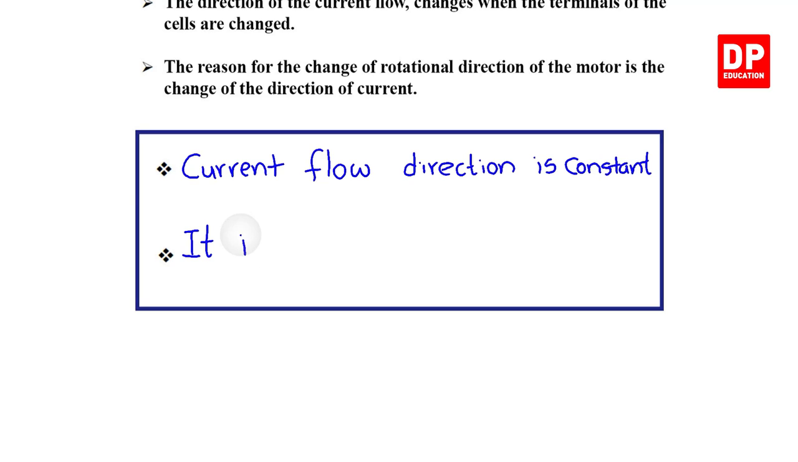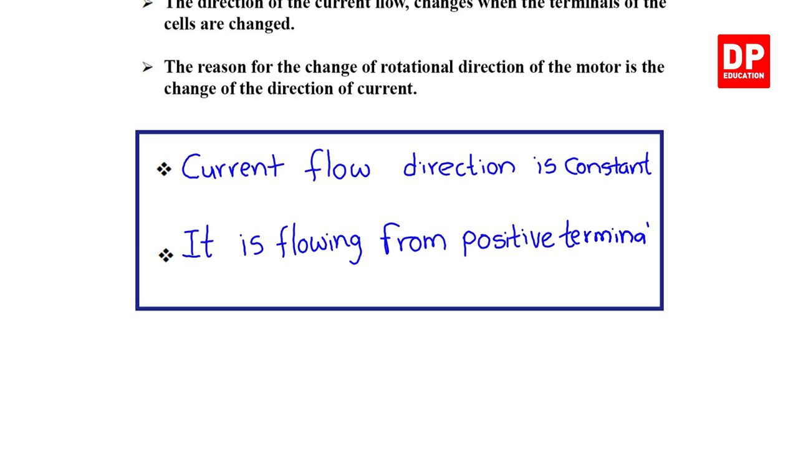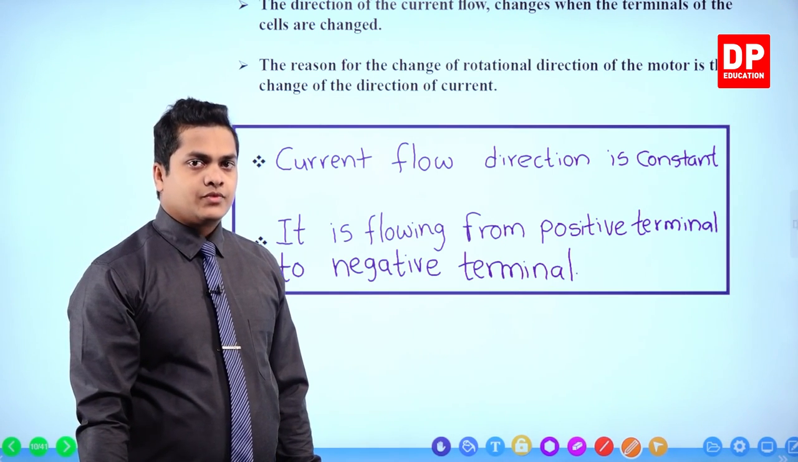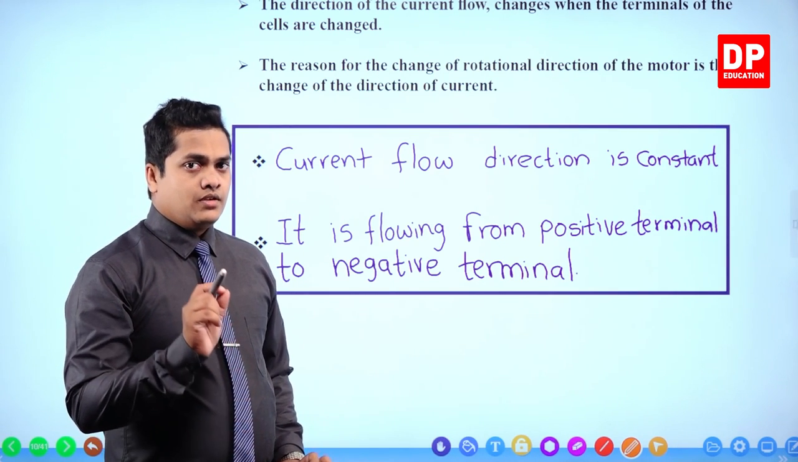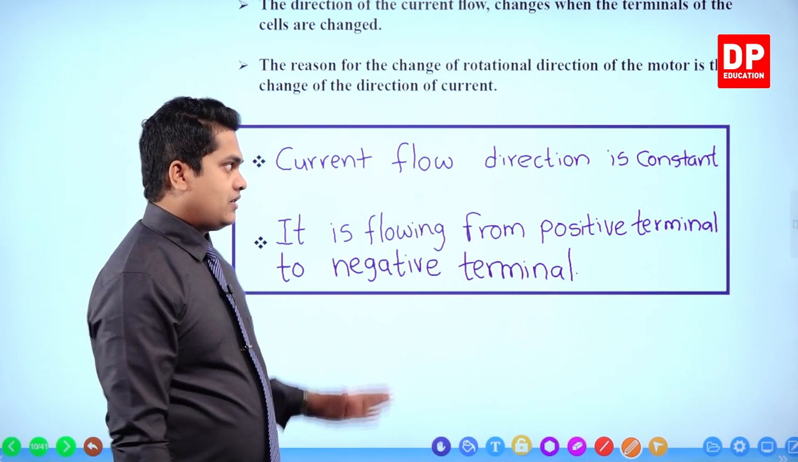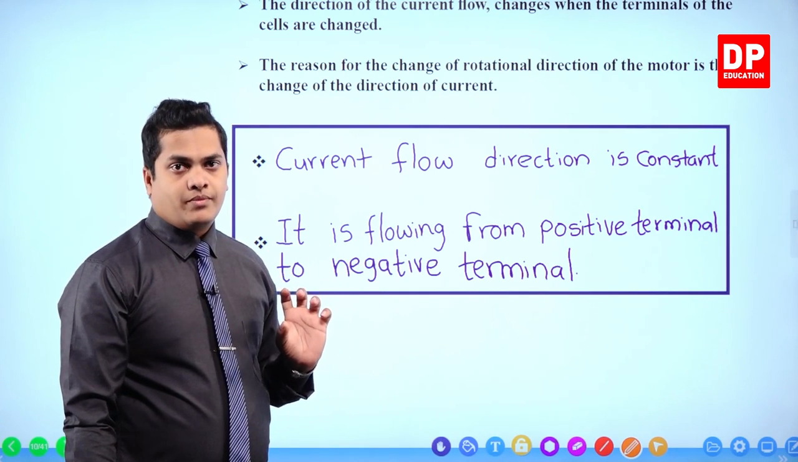It is flowing from positive terminal to negative terminal. So current is always flowing from positive terminal to negative terminal. Okay, so these are the two main important things which we need to identify in the flow of current. Current flow direction is a constant and it is always flowing from positive terminal to negative terminal.